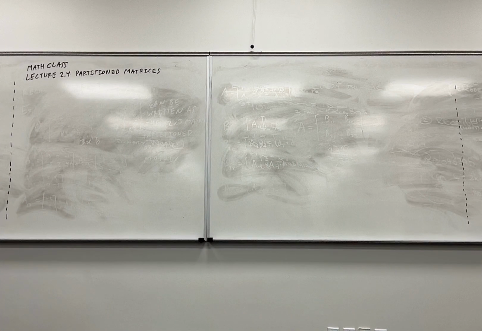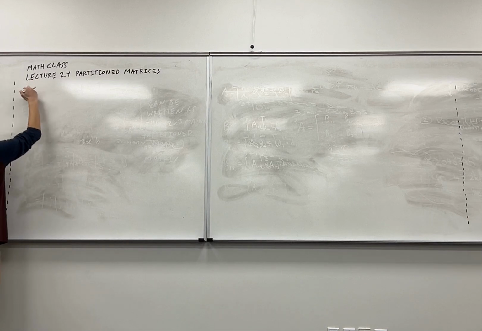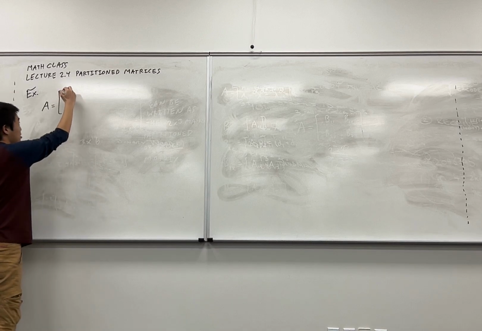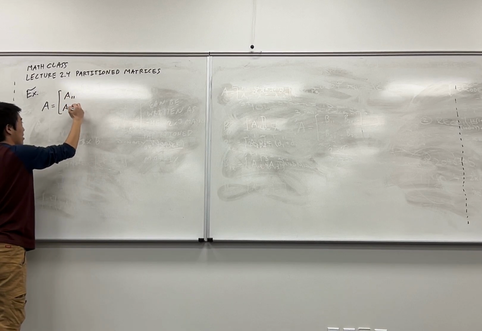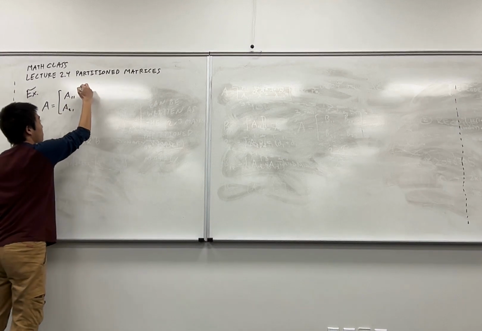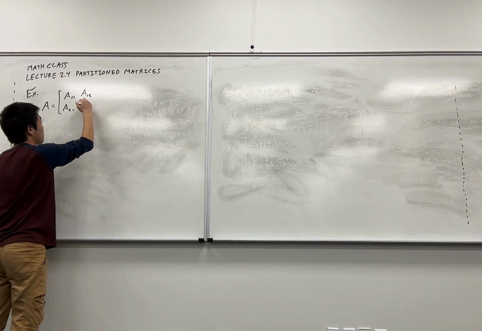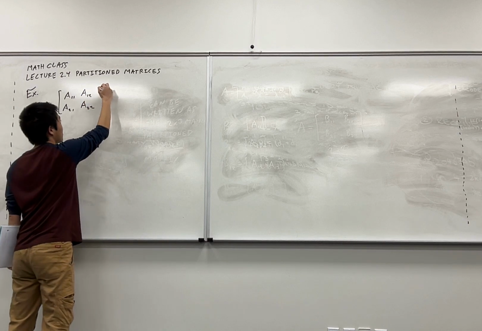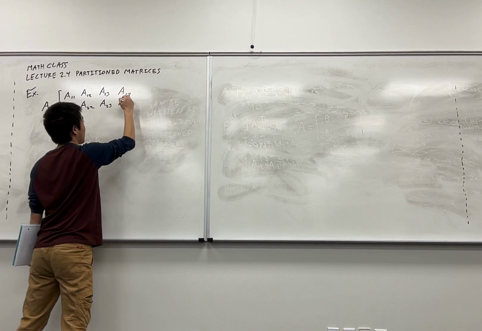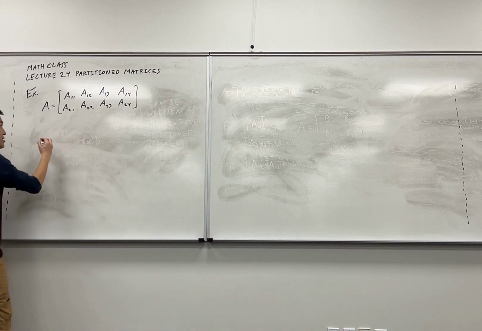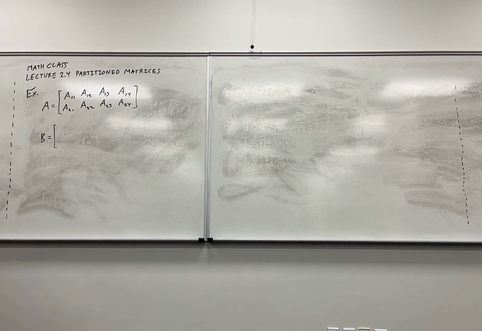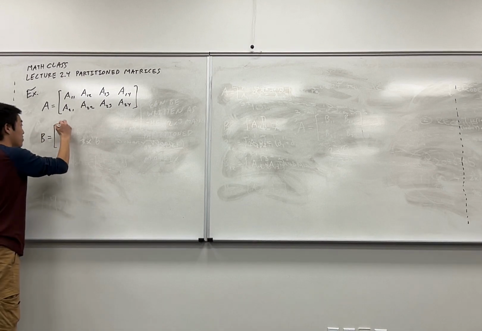Okay, let's look at addition first because that's the easy one. Say I had a matrix A, and I was able to partition it as such. It's like A11, A21, A12, A22, A13, A23, and A14, A24. And say I took another matrix B that had the same dimensions, and then further made sure that my partition preserved the dimensions respectively for each one of these.